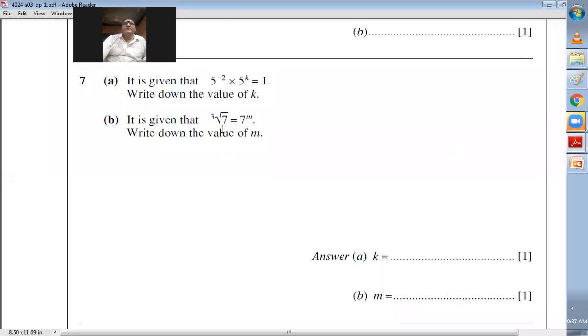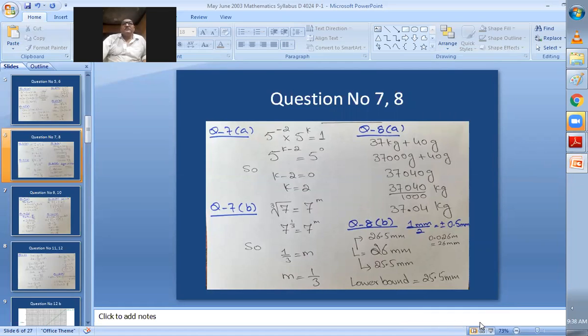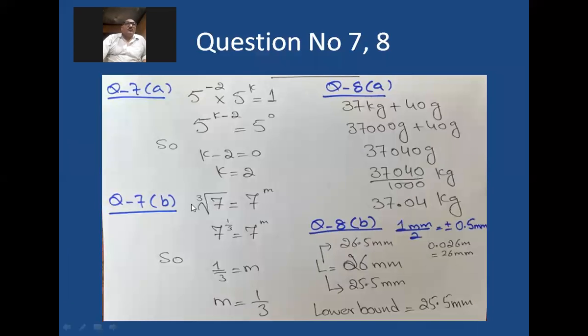Question number 7b part. It is given that the third root of 7 is equals to 7 raised to power m. Write down the value of the m. Okay, so let me show you how I have solved it. So third root of the 7 means 7 raised to power 1 by 3. That's equals to 7 raised to power m.